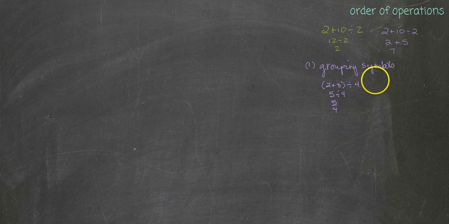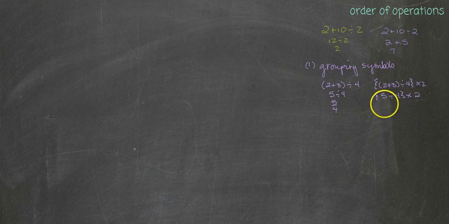Or sometimes there can be more than one grouping symbol in a problem. In this case, we would do the innermost grouping symbol first. 2 plus 3 is 5 divided by 4. And then we would do the next grouping symbol, 5/4 times 2, which is 5/2.